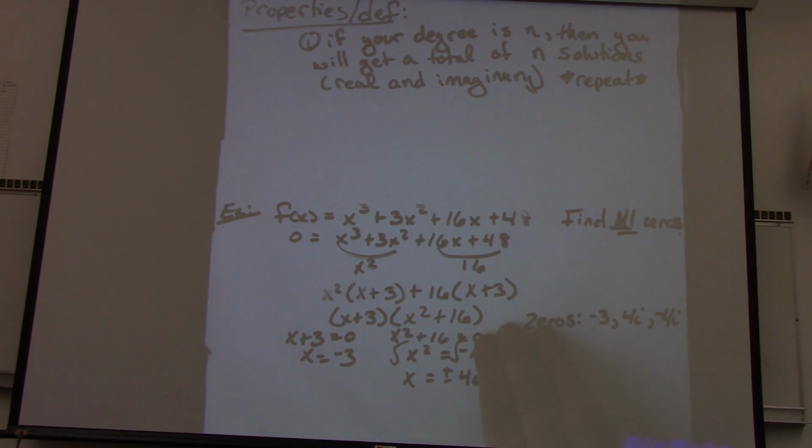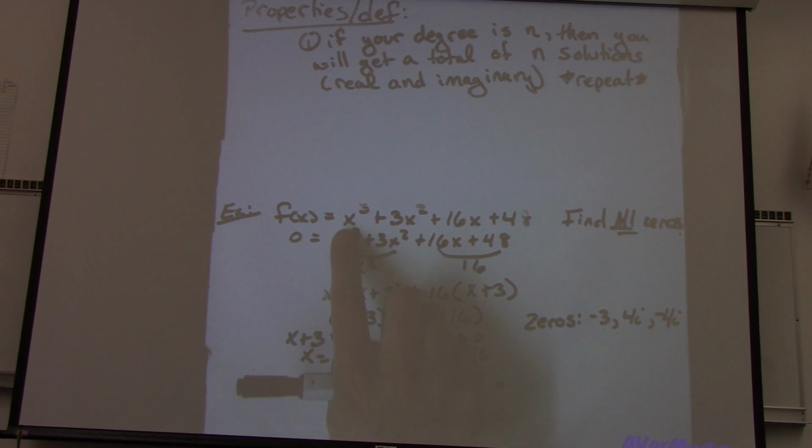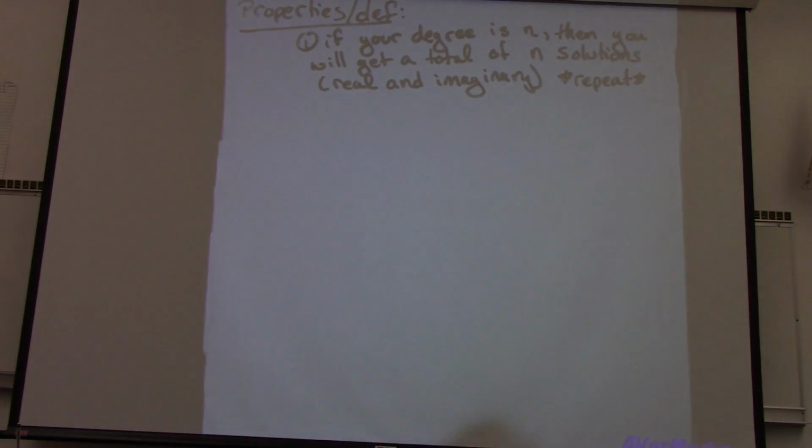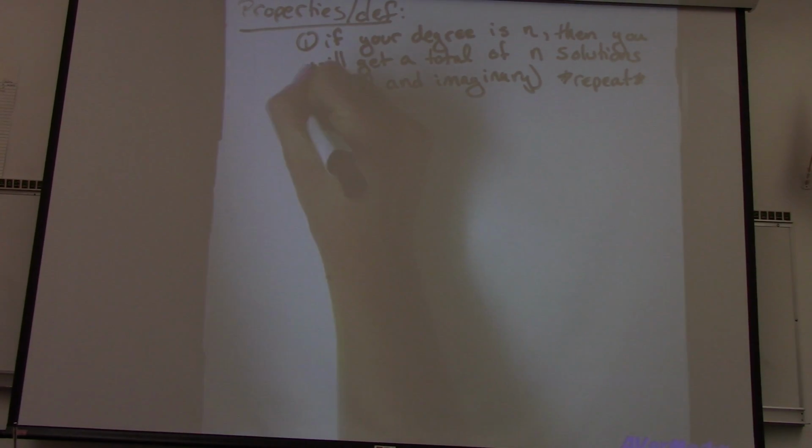So if I look at the problem that I have down here, my degree was 3, because that's the highest exponent. And notice how many zeros I got. I got 3, as long as you're counting the imaginaries also. Okay? Does that make sense?